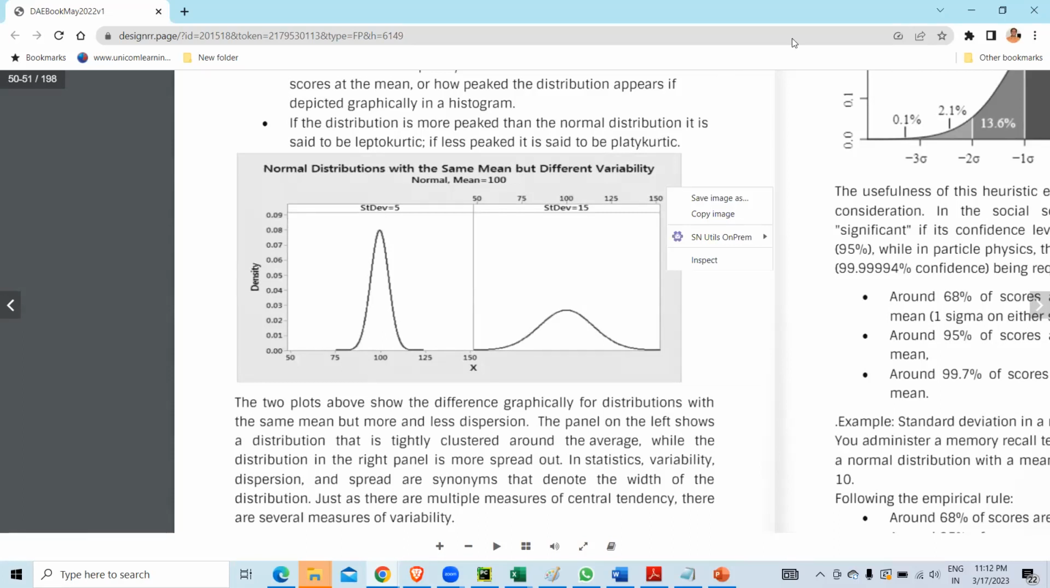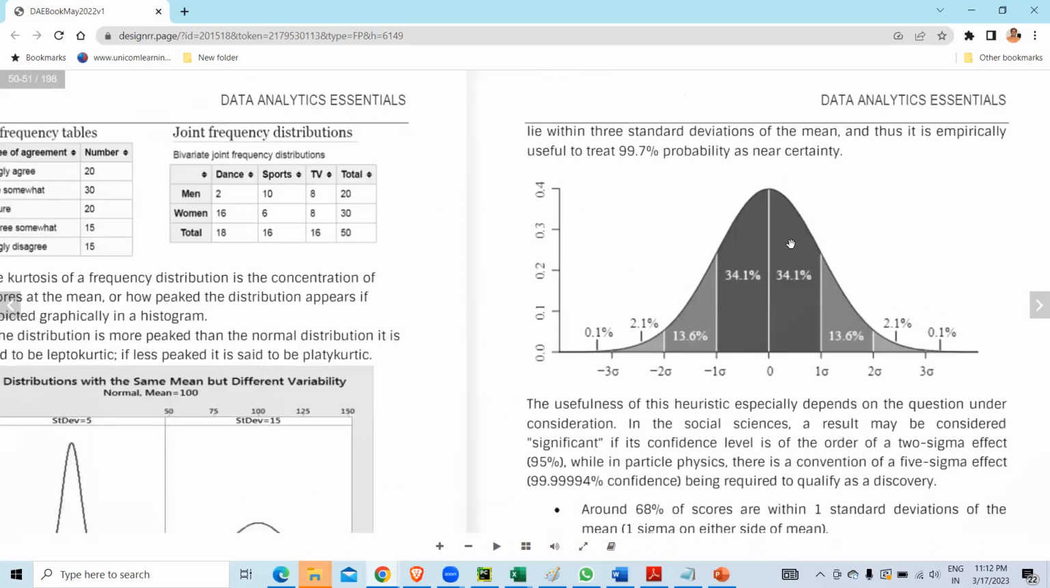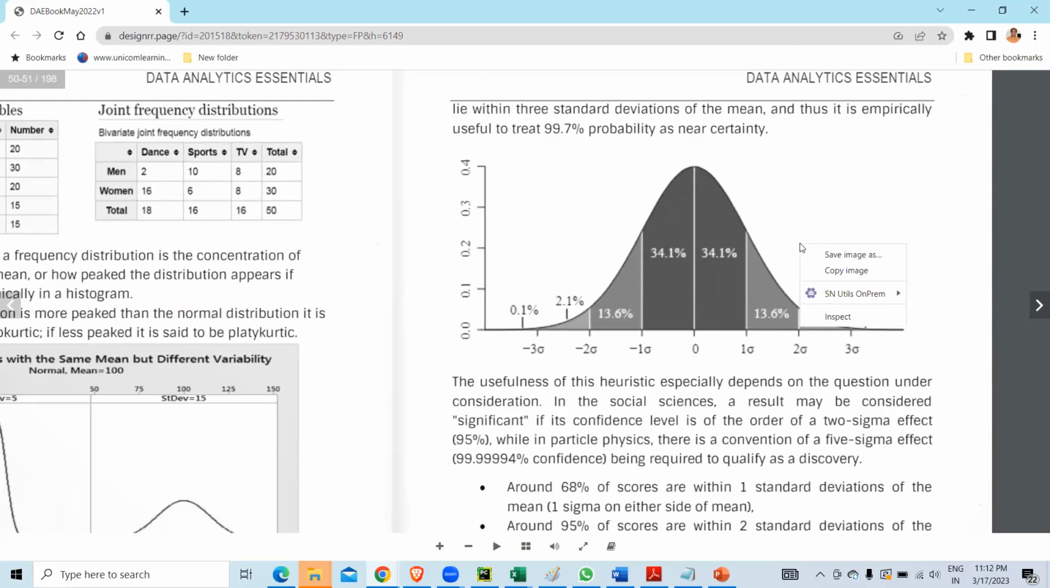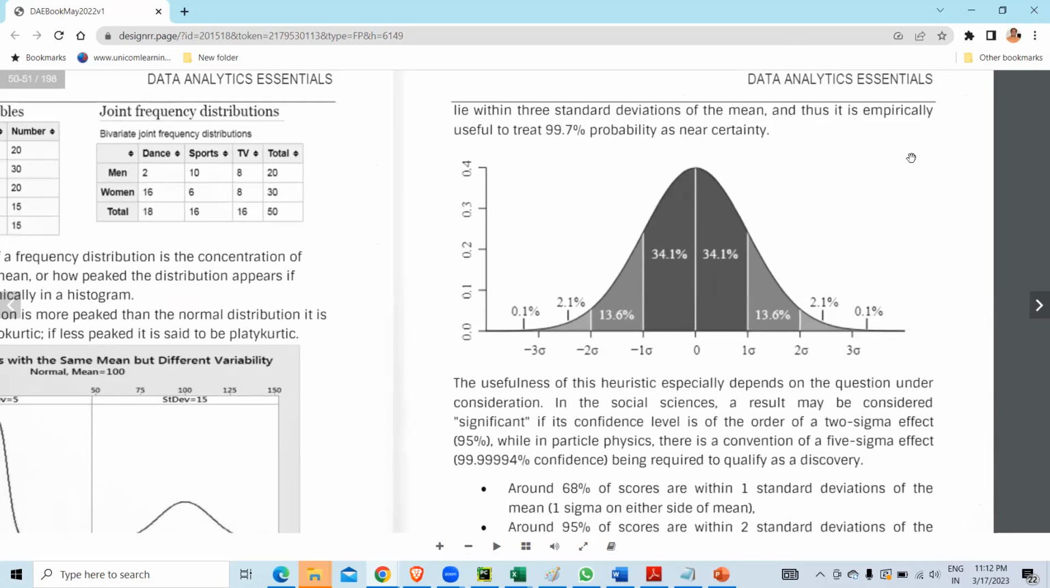Now, one more thing you have to remember: in a normal distribution, the area under the curve represents the total values. The total is 100%, so the total area under the curve will be 1 unit. Depending upon where you are, it says your 1 sigma, 1 standard deviation. Let's say 0 is the mean, or the mean is 100. In this case, let's say 0 is the mean.